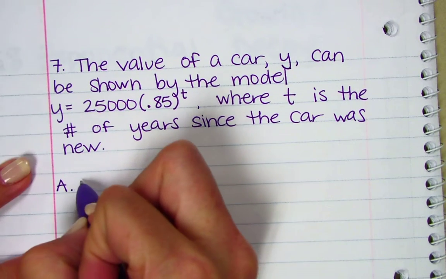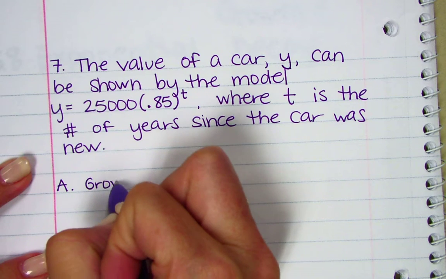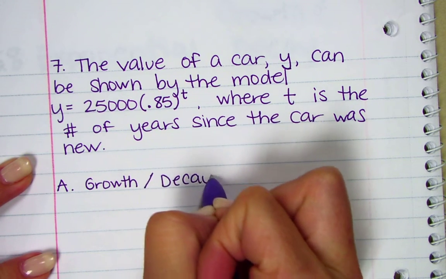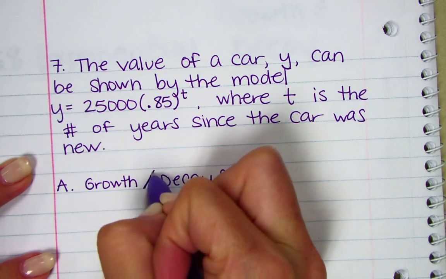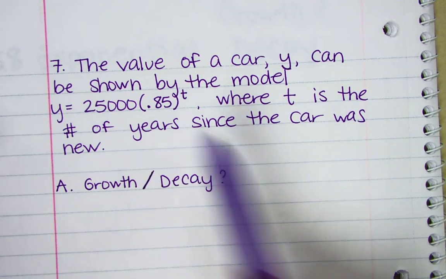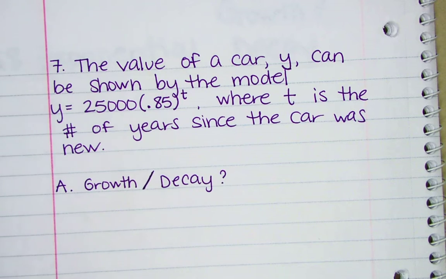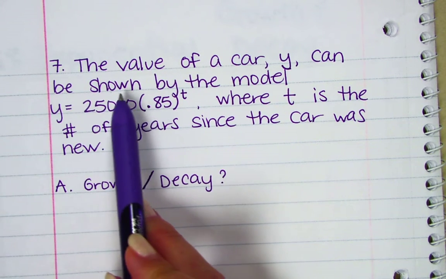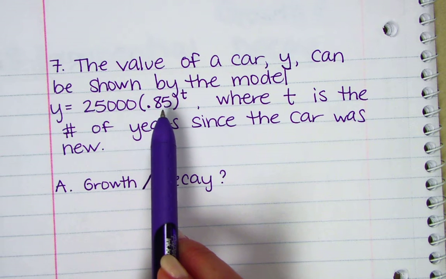A, the very first question I'm going to ask every time is: is it growth or is it decay? The way that we can tell is the base, that's what's in the parentheses. On the ones we just saw, it didn't have a number out front, which meant it was a 1 and understood 1. But what's in the parentheses? If it's greater than 1, it's growth. If it's less than 1, it's decay.